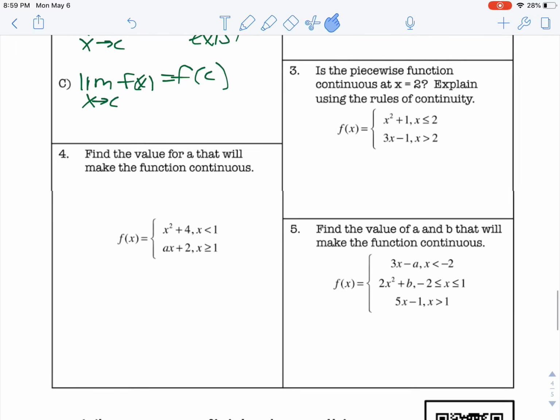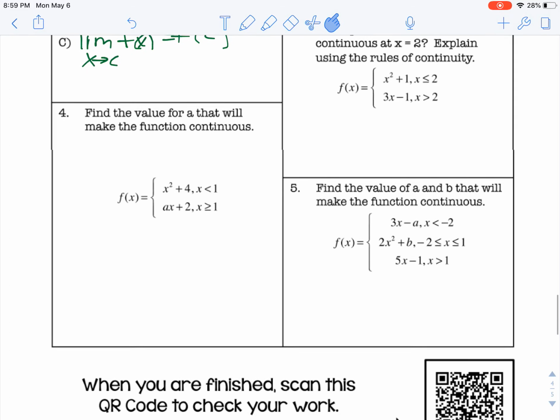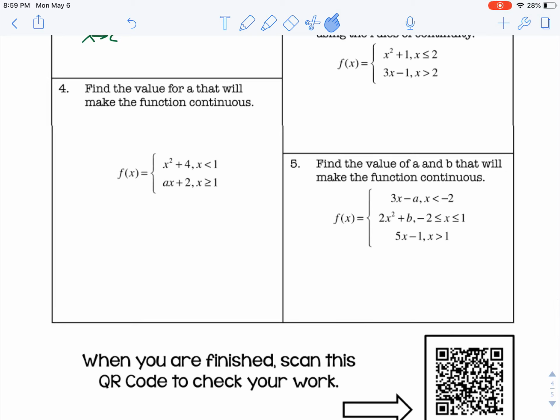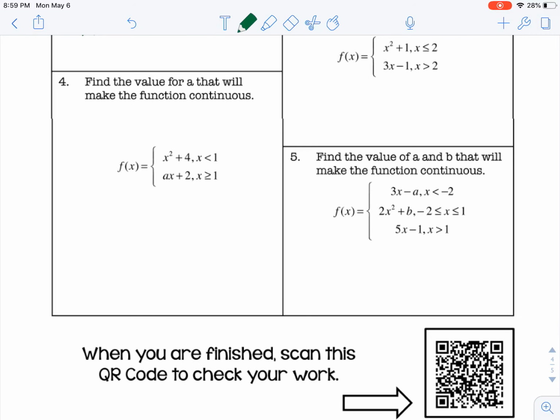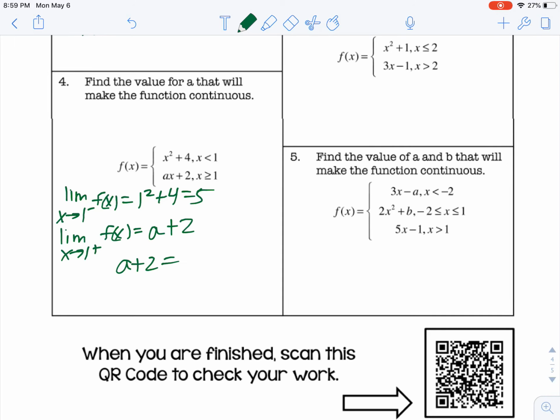Okay, for number 4, find the value for a that will make the function continuous. All right, so let's do our limit as x approaches 1 from the left of f of x is 1 squared plus 4, so 5. Our limit as x approaches 1 from the right of f of x equals a times 1, so a plus 2. So a plus 2, set these equal to each other, equals 5, and a equals 3.